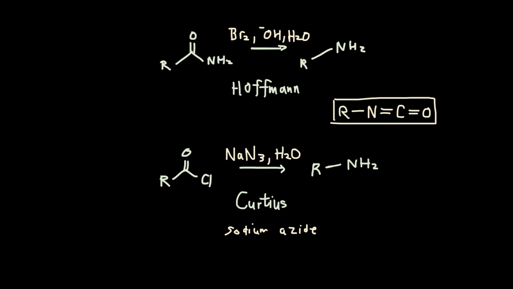In today's video, we'll be drawing the reaction mechanism of the Curtius rearrangement, which is similar to Hofmann in that they both create isocyanate intermediates. But the difference is one starts with an amide and the other starts with an acyl chloride. Their reagents are also different, but in the end they both produce a primary amine with the carbonyl carbon lost.